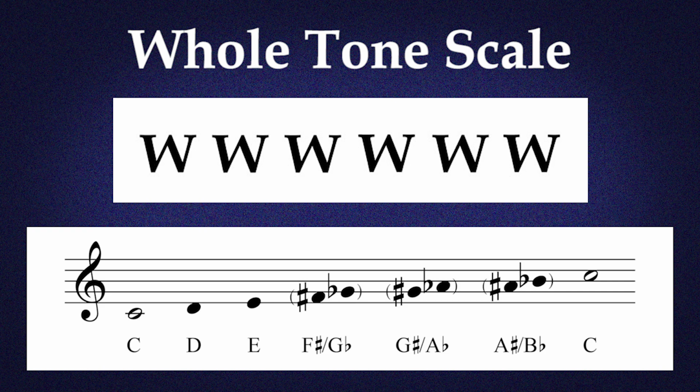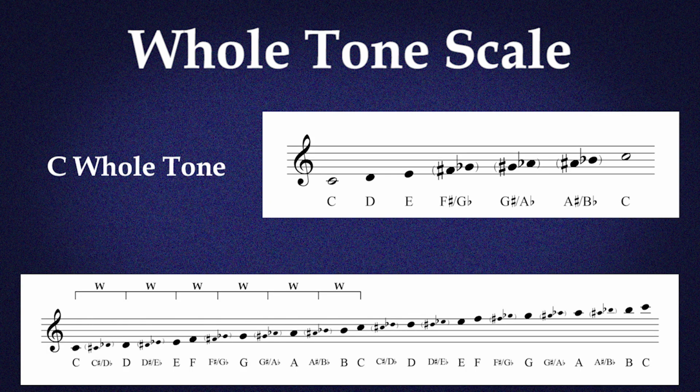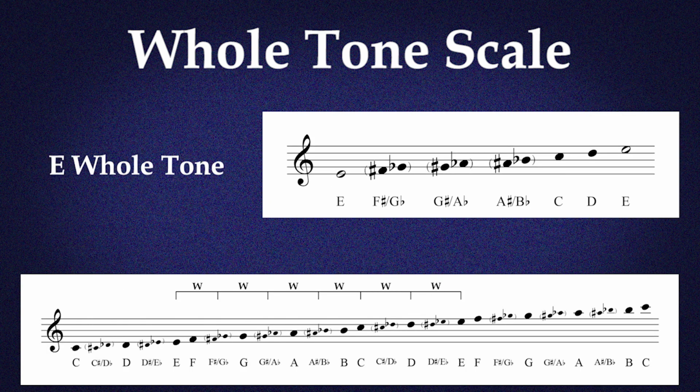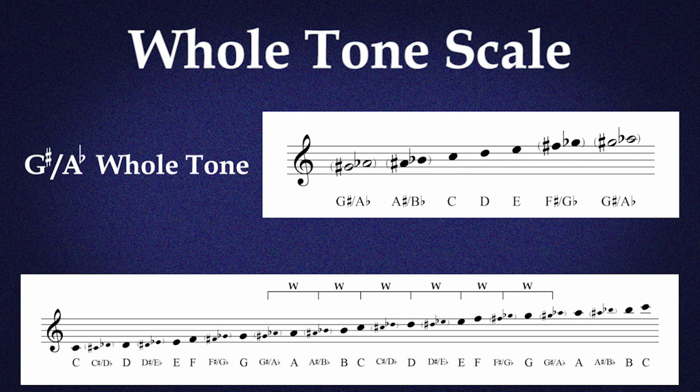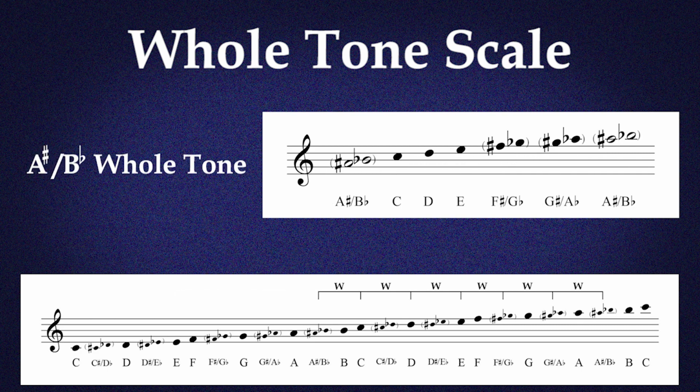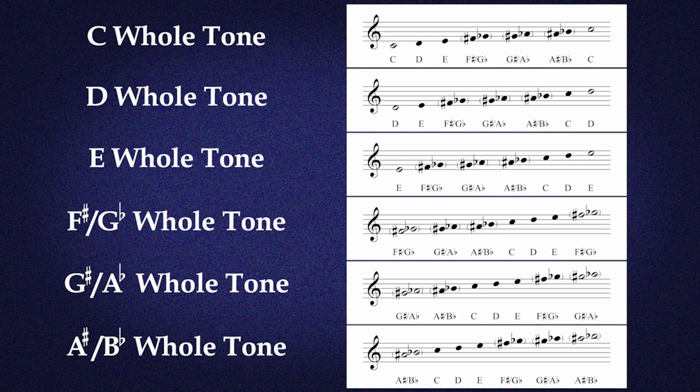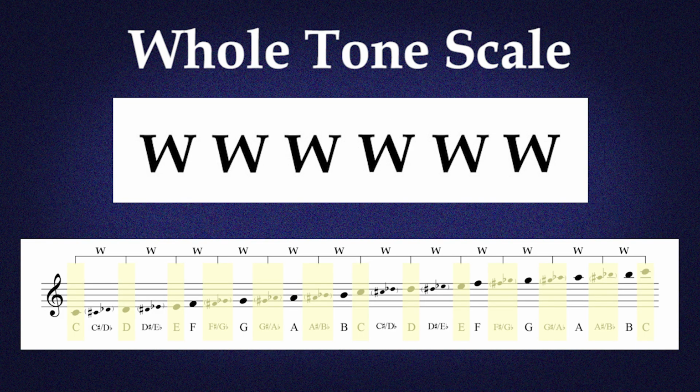Also, because all of the intervals are the same throughout the scale, the modes of this scale will all have the same formula, 6 whole steps. Therefore, any note of the scale could be considered the root. So, this group of notes make up 6 different whole tone scales. Which name we give it completely depends on how it's being used. Also, notice that it uses every other note of the chromatic scale.